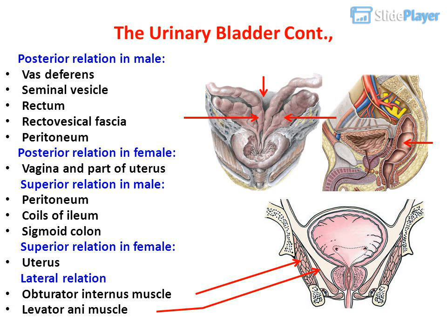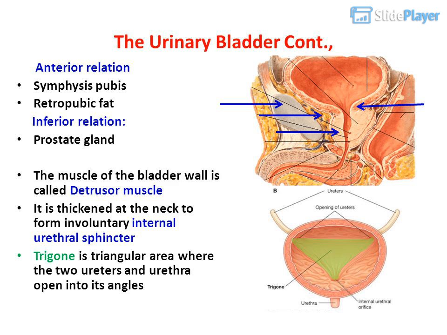Superior relation in male: coils of ileum and sigmoid colon. Superior relation in female: uterus. Lateral relation: obturator internus muscle and levator ani muscle. The urinary bladder continued. Anterior relation: symphysis pubis and retropubic fat.